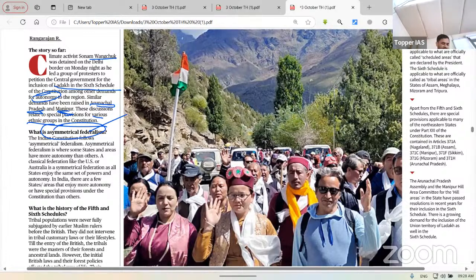Which is a country with more unitary features? Example, one example. US is a federal country. Japan, sir. Huh? Japan. India has both. UK, for example. UK is the best example you can say. Correct.